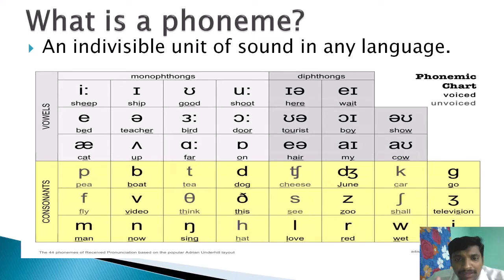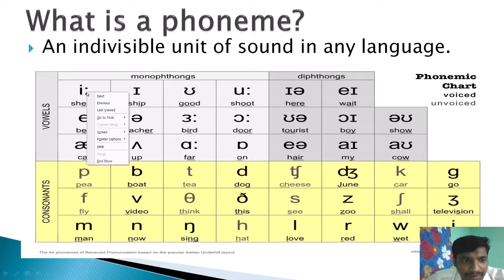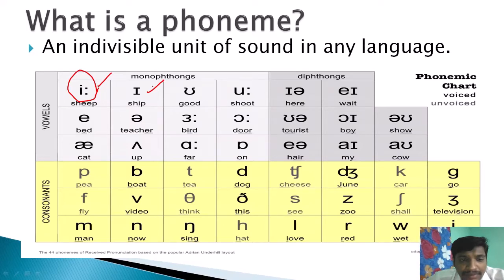If you want to speak English correctly, if you want to learn the pronunciation, these sounds will be helpful to you. Here, in the very beginning, if you observe, this sound symbol is pronounced as ee, like sheep, keep, see, and so on. Next one is pronounced as i, ship, lip, like that.